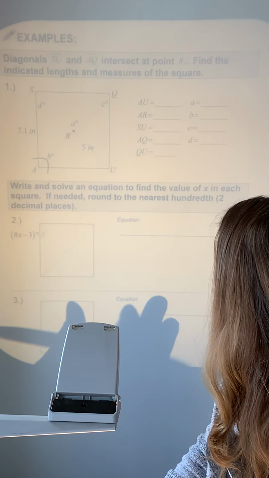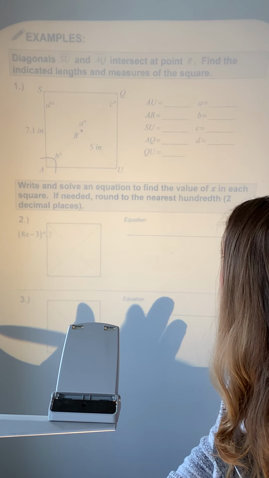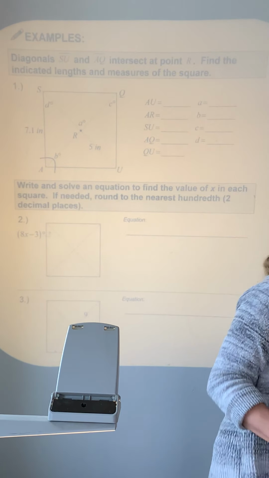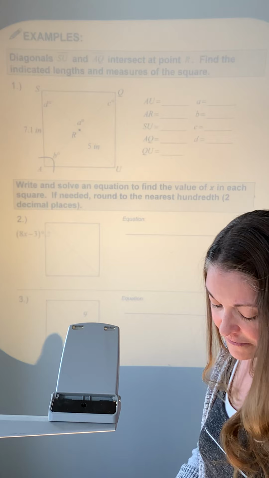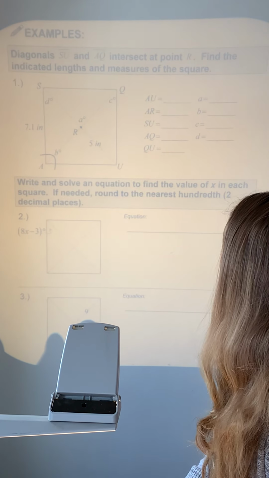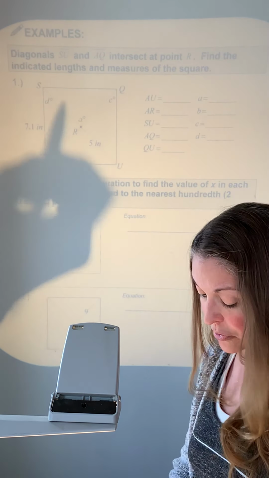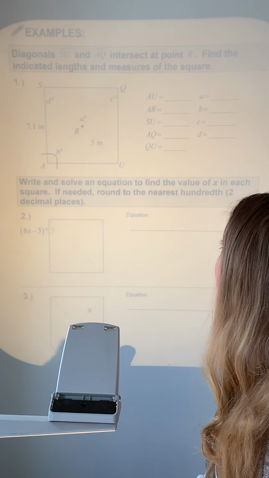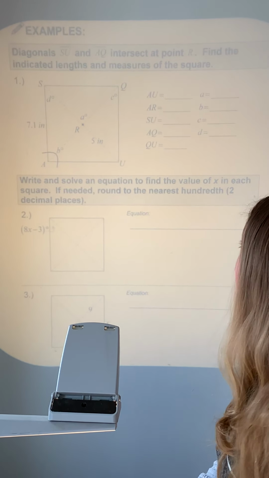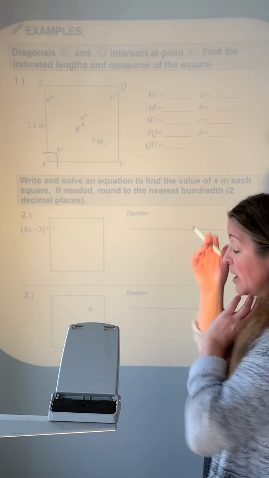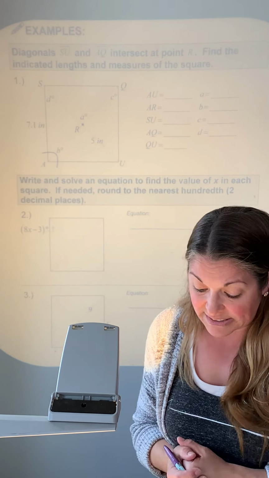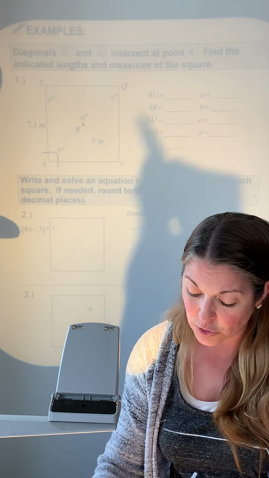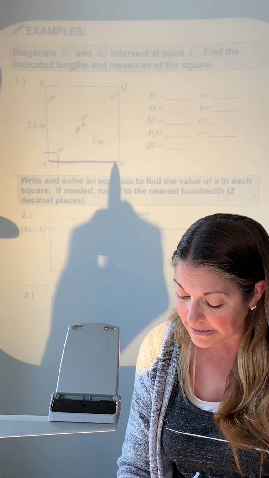All right, these types of pictures are now becoming more familiar to you. So we have diagonals SU and AQ, and SU and AQ intersect at point R. Find the indicated lengths and measures of the square. All right, so let's start with the sides. So we've got AU, well that's this bottom side here.